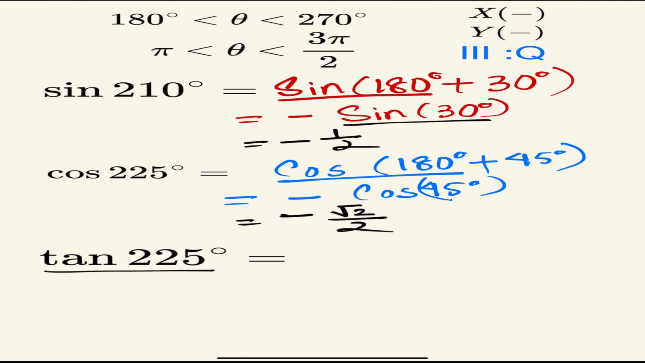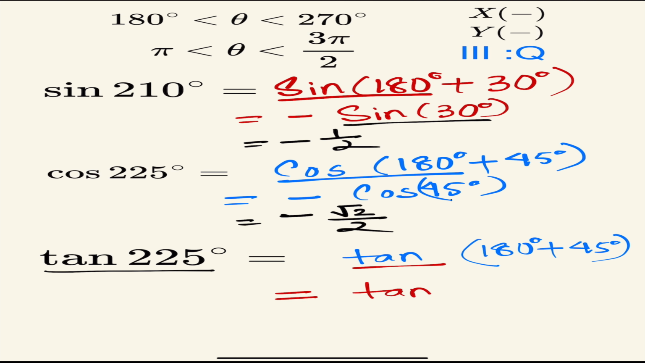For tan 225, so in the tan function, it's just going to be tan 225 is 180 plus 45 degree. Now here we don't have to change the sign, since tan is the ratio between sine function and cosine function, so we don't change the sign. So you just write down tan 45 degree. What is tan 45 degree? It's just 1.